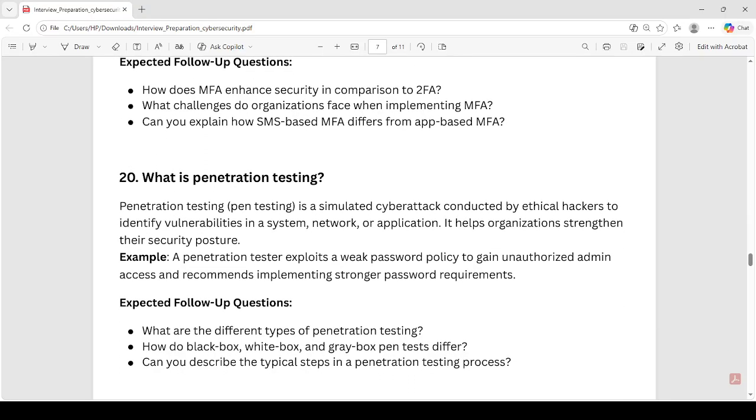Question number 20. What is penetration testing? Penetration testing is a simulated cyber attack conducted by ethical hackers to identify vulnerabilities in a system, network, or application. It helps organizations strengthen their security posture. Example: a penetration tester exploits a weak password policy to gain unauthorized admin access and recommends implementing a strong password requirement.